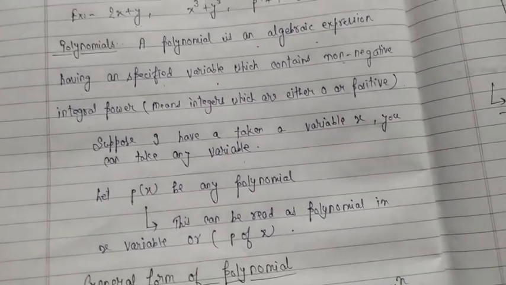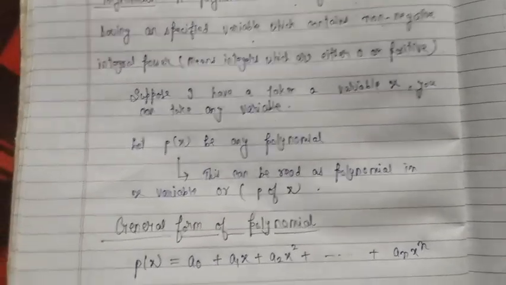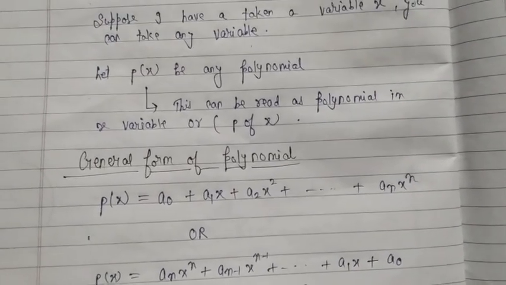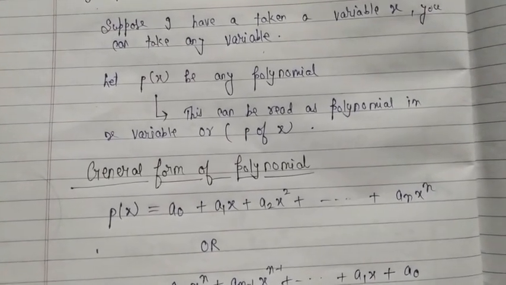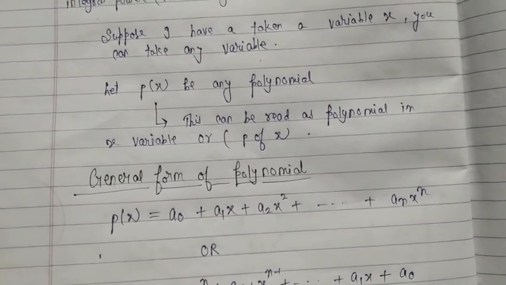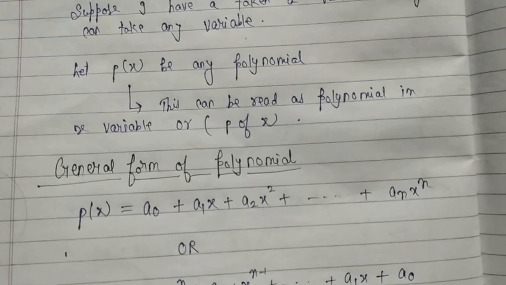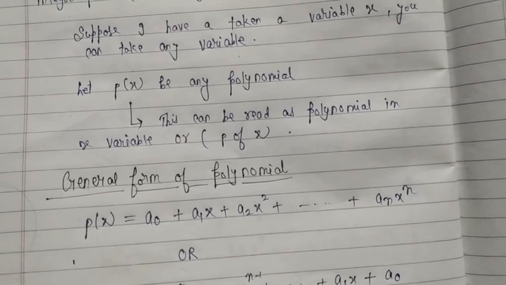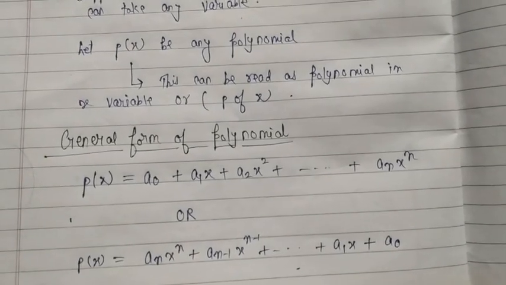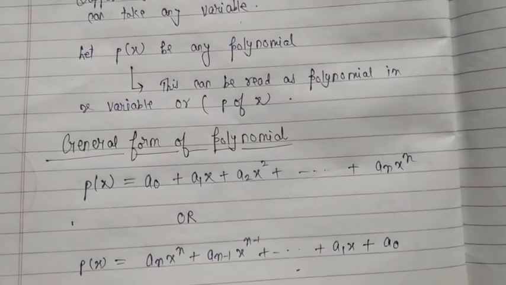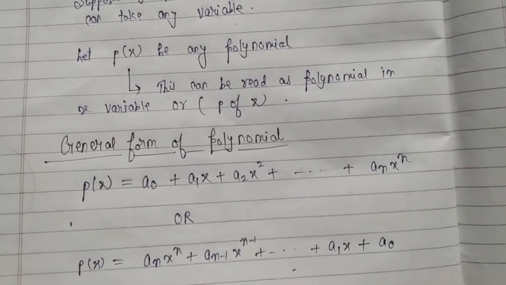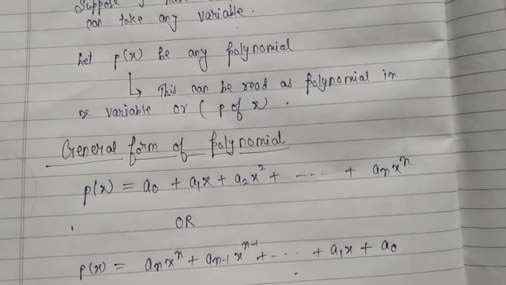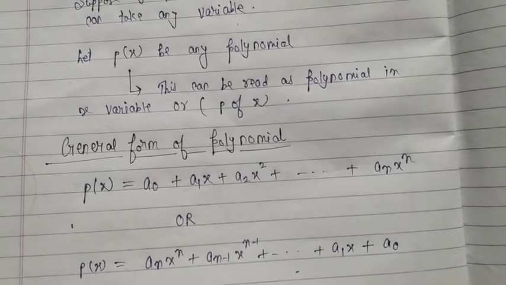Now come to the point, general form of polynomial. Whenever we study new things we should know their general form. So let's focus on the general form of the polynomial. See here, p(x) means polynomial in variable x, and here a0 plus a1x plus a2x square plus and so on up to anx^n, or p(x) equals anx^n plus a(n-1)x^(n-1) plus dot dot dot plus a1x plus a0. The above written statement is known as the general form of the polynomial.